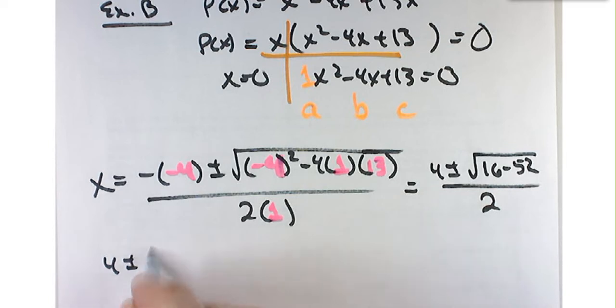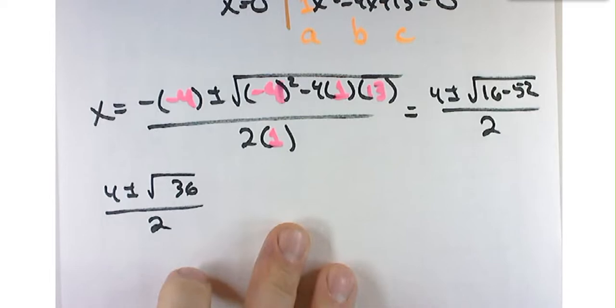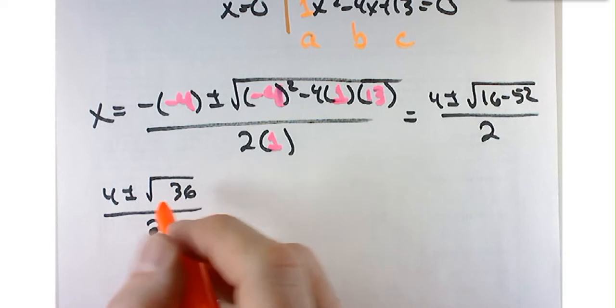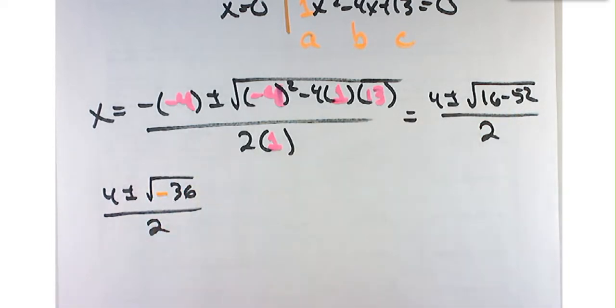And there's some interesting wishful thinking that happens quite often with this problem. I'll get 4 plus or minus the square root of 36 from a lot of students. And that's close, but you're missing one important element. What is it? The negative? The negative. Well done. Thank you, Kyle.